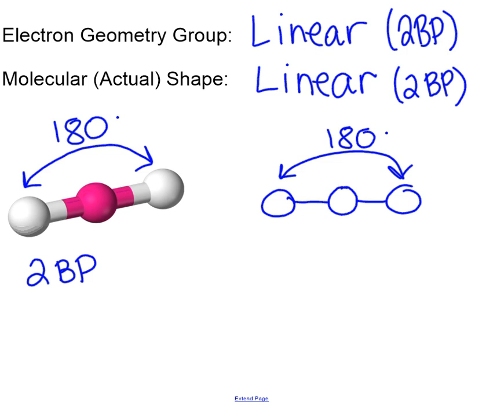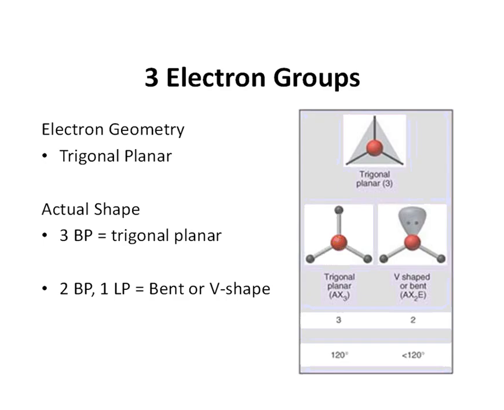Let's go on to the next group. The next group is one where you can have 3 electron groups. So this can be a combination of bonded pairs or bonded pairs and lone pairs. This group, the electron geometry group, is called trigonal planar. If we think about that name for a minute, we know the prefix tri means 3. So there's 3 to this. And if you see the word planar, it means it's a 2-dimensional shape. Everything lies in one plane. So this is a plane that has 3 groups lying in one plane.